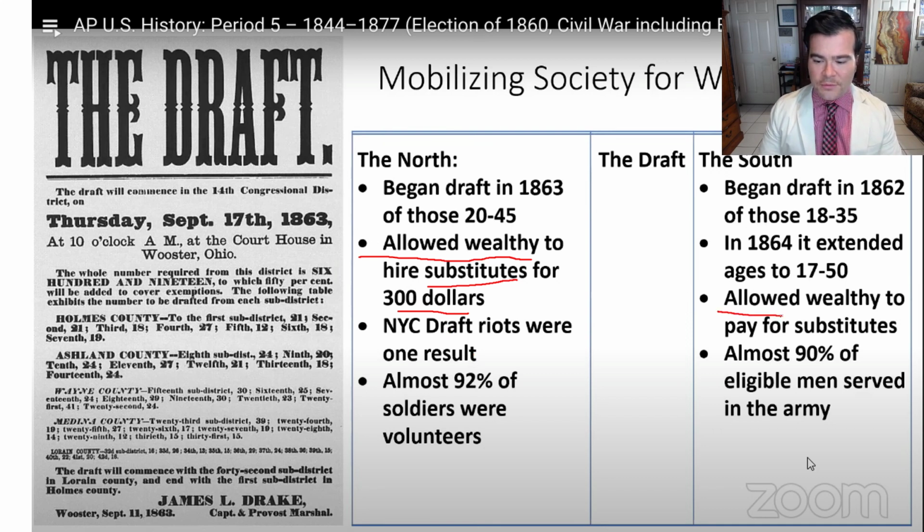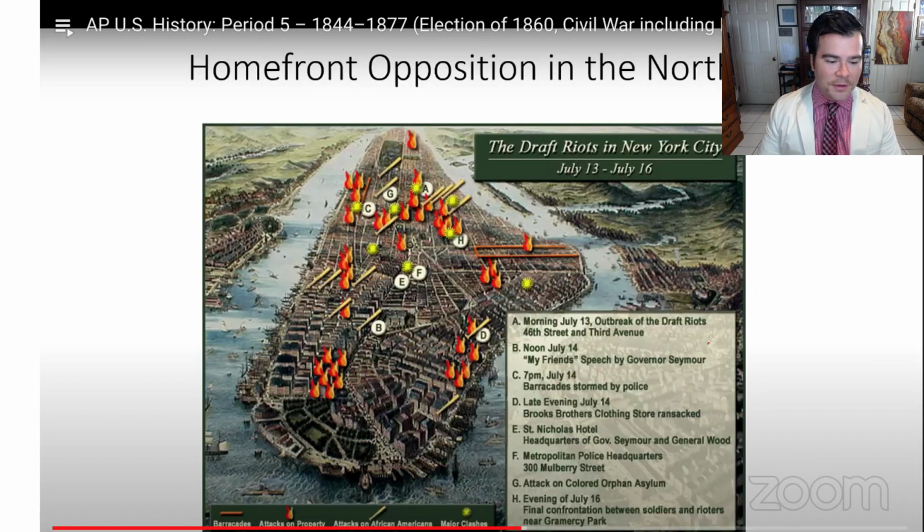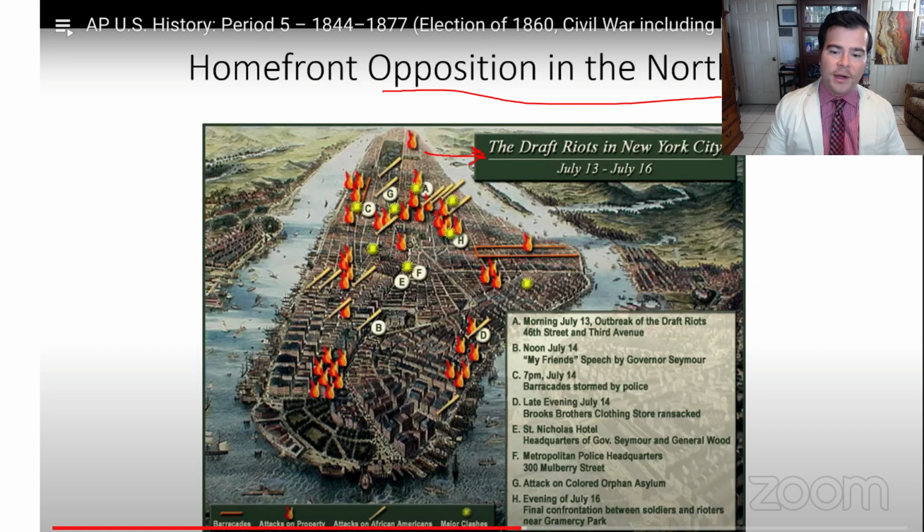And that was also the case in the South. So kind of weird, and it's going to have some opposition, guys. So in the North, in New York, we have the draft riots. A lot of people are like, dude, why? That's against my freedom. I don't want to be drafted.